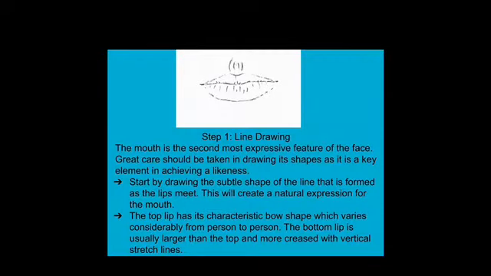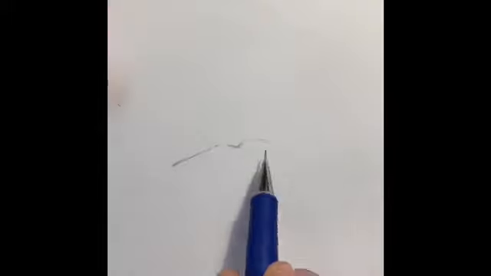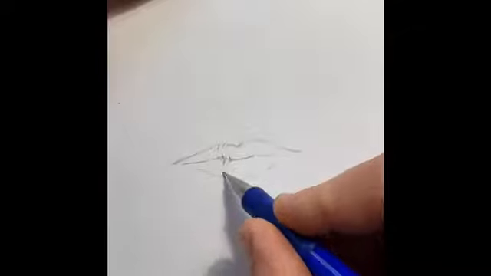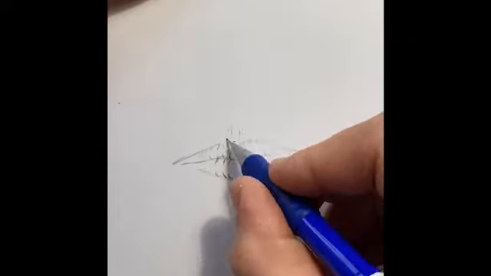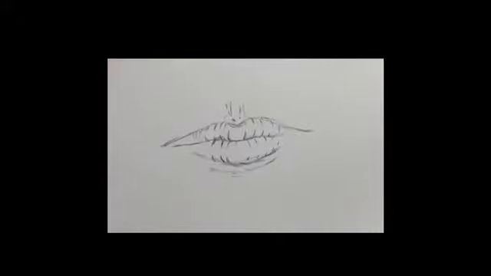Alright, let's begin. First part is the line drawing. The mouth is the second most expressive feature of the face. Great care should be taken in drawing its shape, as it is a key element in achieving a likeness. Start by drawing the subtle shape of the line that is formed as the lips meet. This will create a natural expression for the mouth.